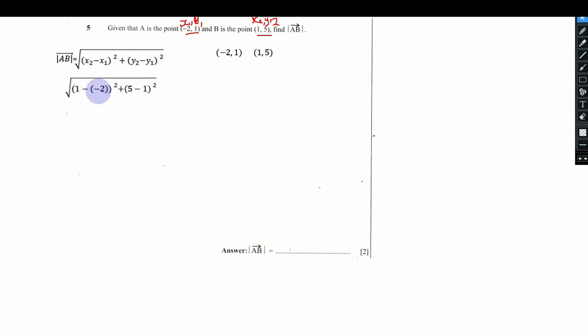Okay, so here if you multiply negative times negative, you're going to have a positive, so 1 plus 2, and then in here you're going to have 5 minus 1, so 1 plus 2 is a 3 to the power 2, and then here 5 minus 1 is a 4 to the power 2. What is 3 to the power 2 and what is 4 to the power 2? Good, so we have a 9 plus 16. 9 plus 16 is giving us 25.